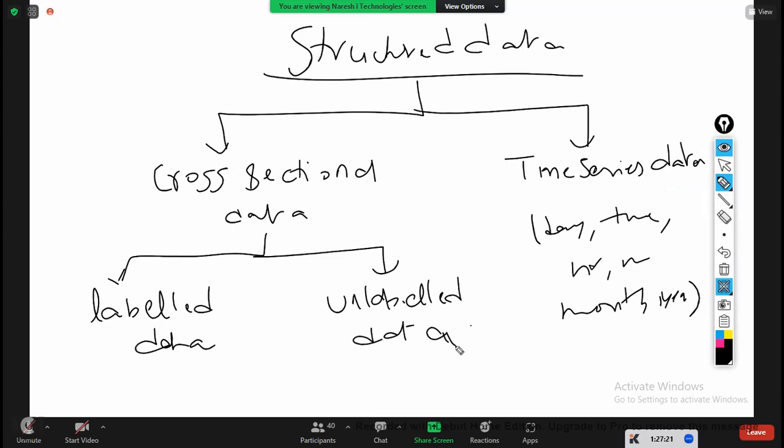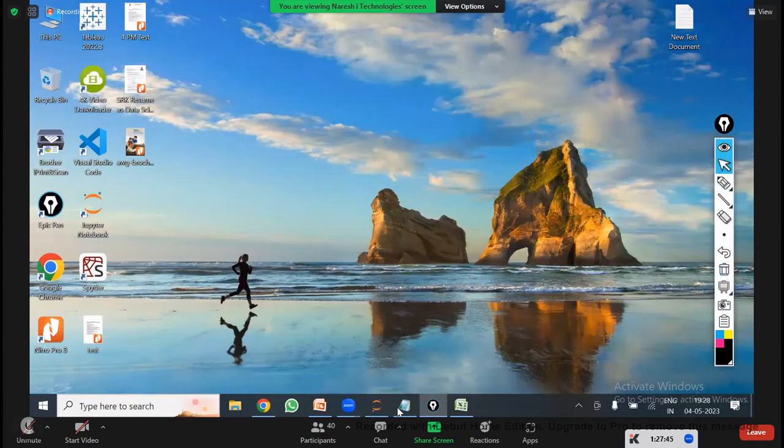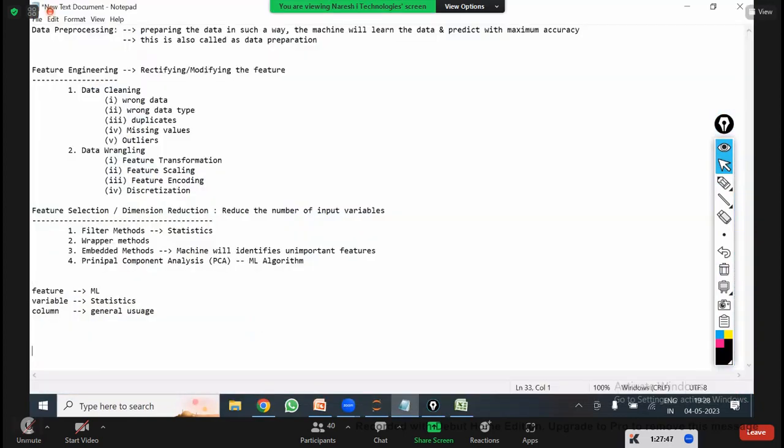Now what is meant by labeled data? If there is an output variable in your data set, then it is called a labeled data set. Okay, let me write here in the notepad. Heading is labeled data. What is meant by labeled data?